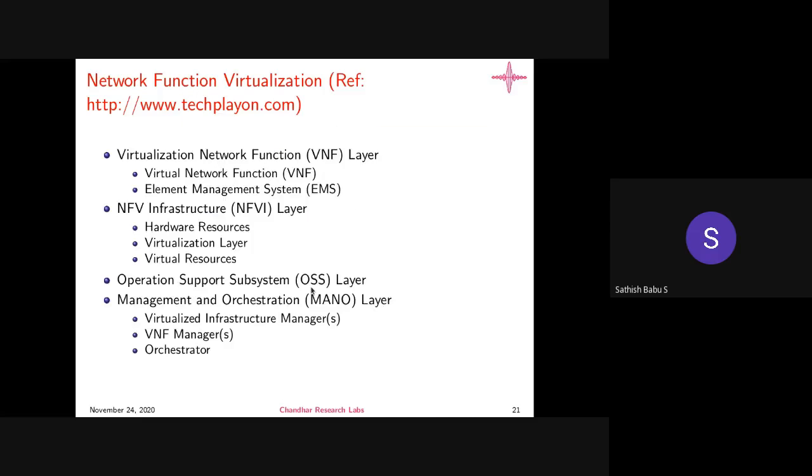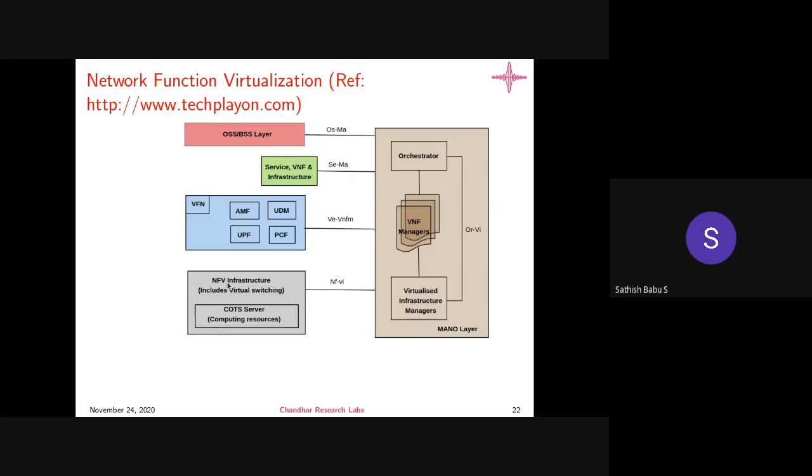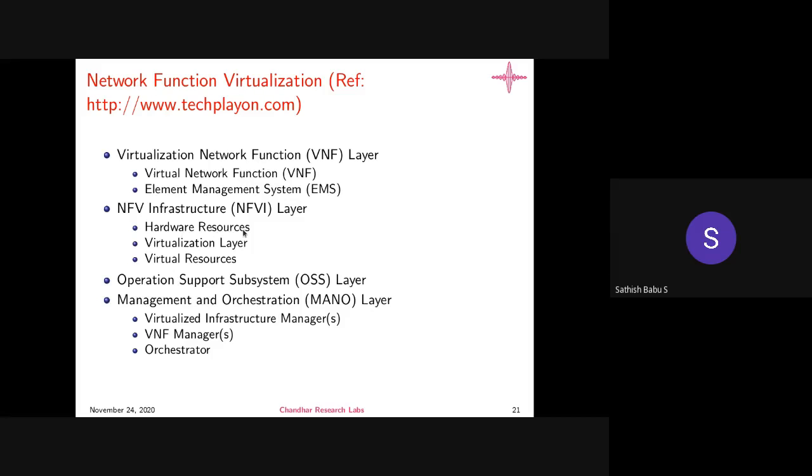MANO is nothing but the management and orchestration layer. As I told you already, the lowest layer, the first one, is NFV infrastructure. It deals with all the hardware: what routers you are using, what firewalls you are using. Next one, the virtualization layer. Next, virtual resources, meaning software resources, and how the software defined networks are defined here, what information has to be stored automatically. All those things are dealt with by the NFV infrastructure layer.